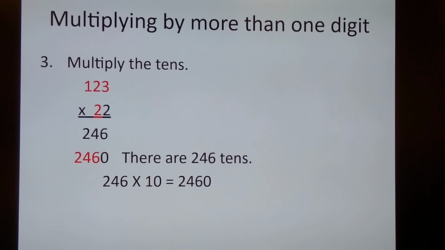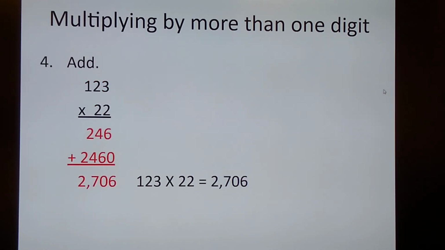And now, the last step, you just simply add the 2 products that you have. 246 plus 2,460, and you end up with 2,706 as your product.